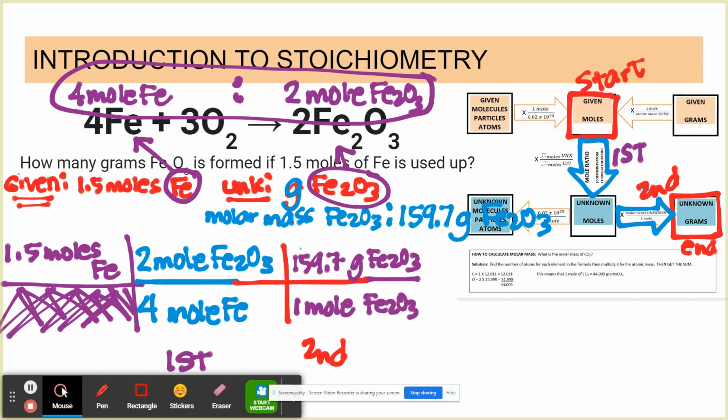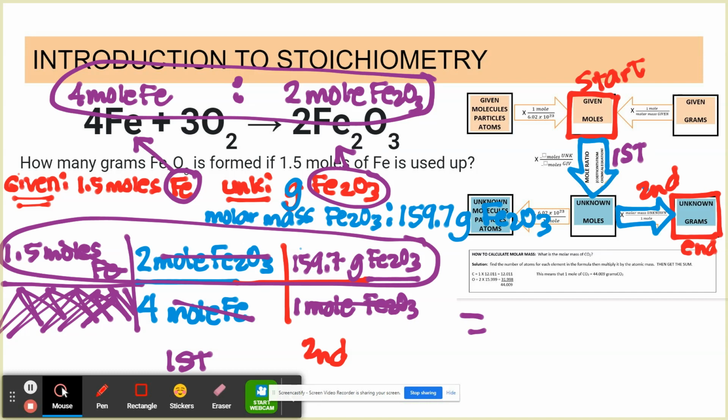All right, so we only got 2 steps. We're done. So we can start canceling out stuff. The mole Fe cancels out, mole Fe2O3 cancels out, and then that's it. You just need to start multiplying things. So let's multiply everything at the top: 1.5 times 2 times 159.7 is 479.1, goes at the top. And then the unit will be grams of Fe2O3.